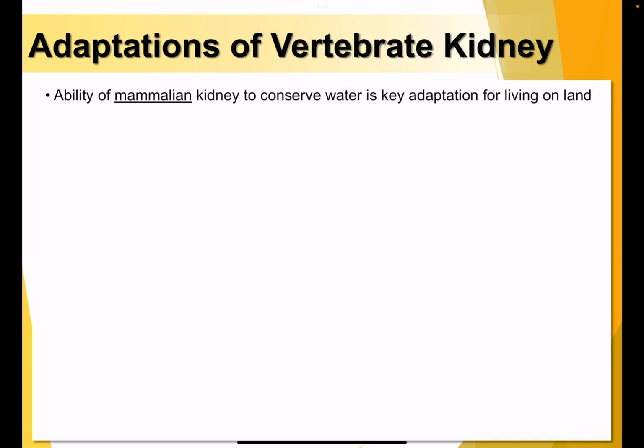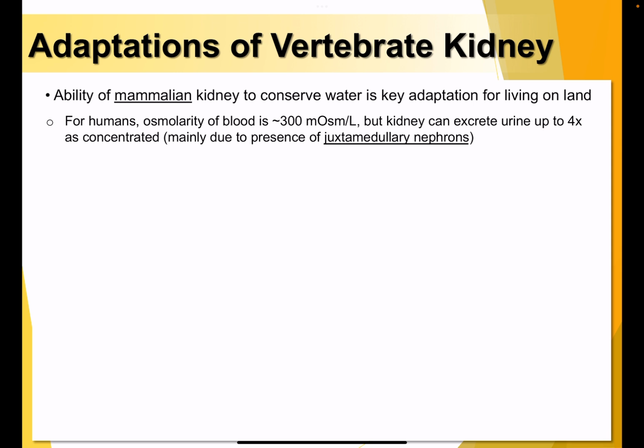All right, so the ability of the mammalian kidney to conserve water is the key adaptation for living on land, because we just talked about how we can modulate it to absorb more water or less water, more solutes or less solutes. For humans, the osmolarity of blood is about 300 units, but the kidney can excrete urine up to 4 times as concentrated as our blood, which is really cool. That means we can reach 1,200 units of osmolarity in the urine itself.